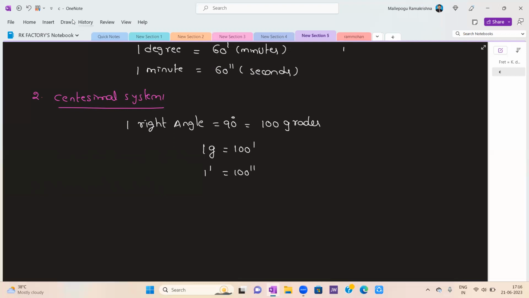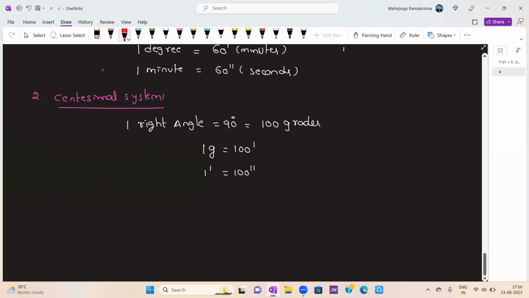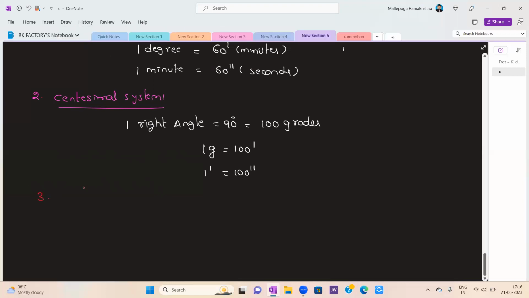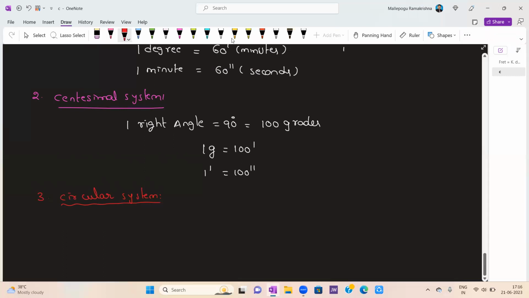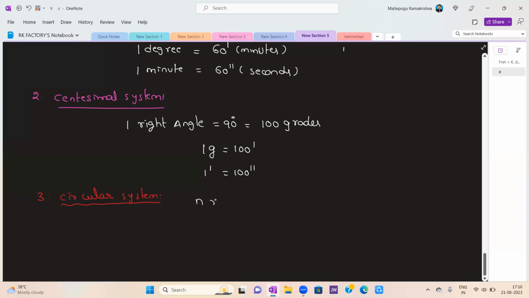And another system we are going to use is the circular system. In this circular system, as we have some relations in the above systems, here also we measure: pi radians equals 180 degrees. Pi radians equals 180 degrees.